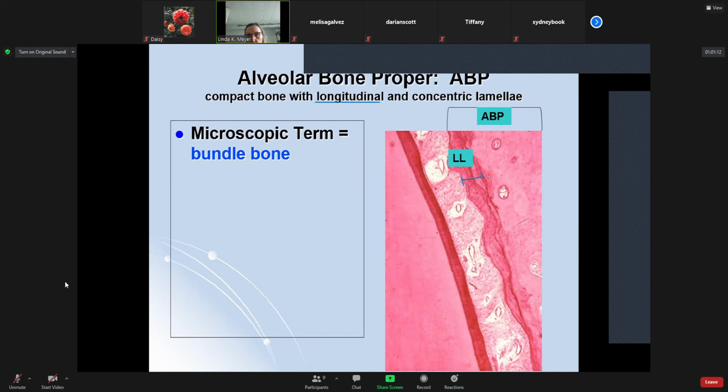And then as I go deeper in there, those are where the concentric lamellae are. Notice there are some blood vessels deeper right here. So this part of alveolar bone proper has its own blood supply. The part where the longitudinal lamellae are has to rely on the PDL blood vessels for its nourishment.